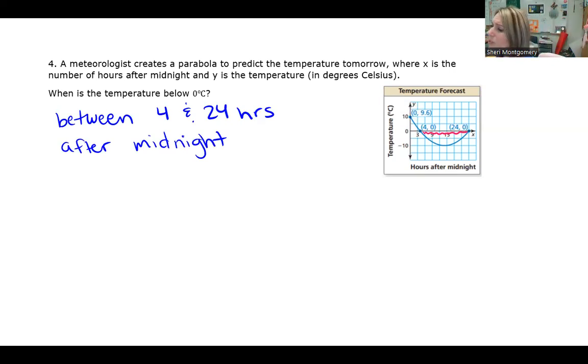You could have also said between 4 and midnight. That works too. 24 hours after midnight is the next midnight. Again, the word problems for all of this unit are easy.